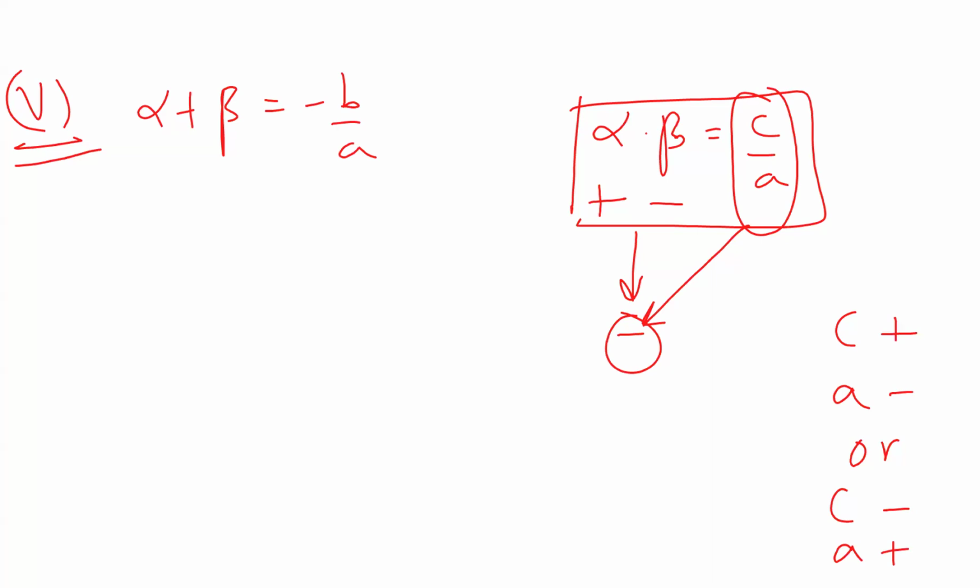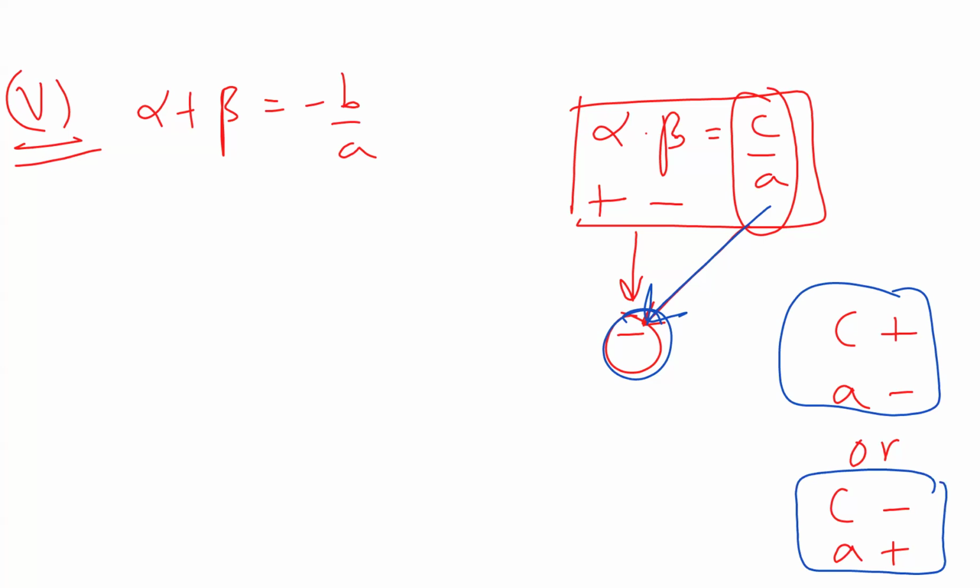See, because one of the roots is positive and the other root is negative, the multiplication of positive into negative is negative. We require a negative answer for c by a. So c by a will be negative if one of the terms c and a is negative and the other one is positive. So c is positive, a has to be negative, and vice versa. So the condition over here is on C and A: C is positive then A is negative, or C is negative and A is positive.